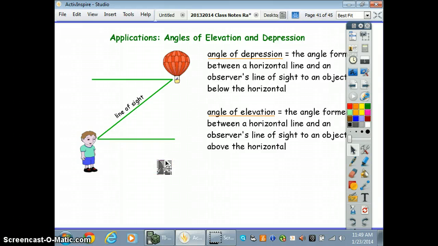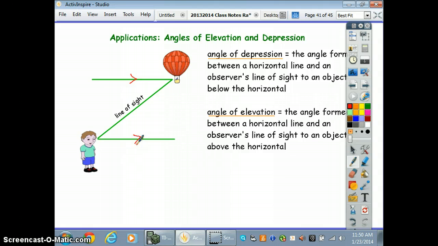If you can find this page in your notebook, we're going to begin. We're going to apply now our trigonometry to real world problems. Okay, so here we have a person. If he's looking straight out here, that's a horizontal line. And if we have the balloon person looking straight out, that's another horizontal line. These lines are parallel, and I'll use a symbol saying they're parallel.